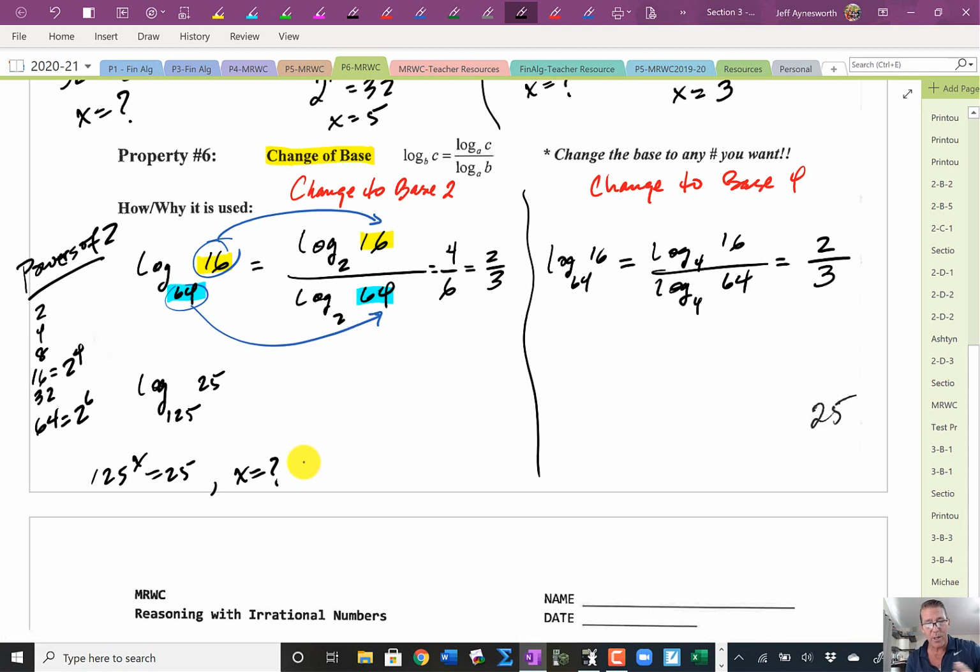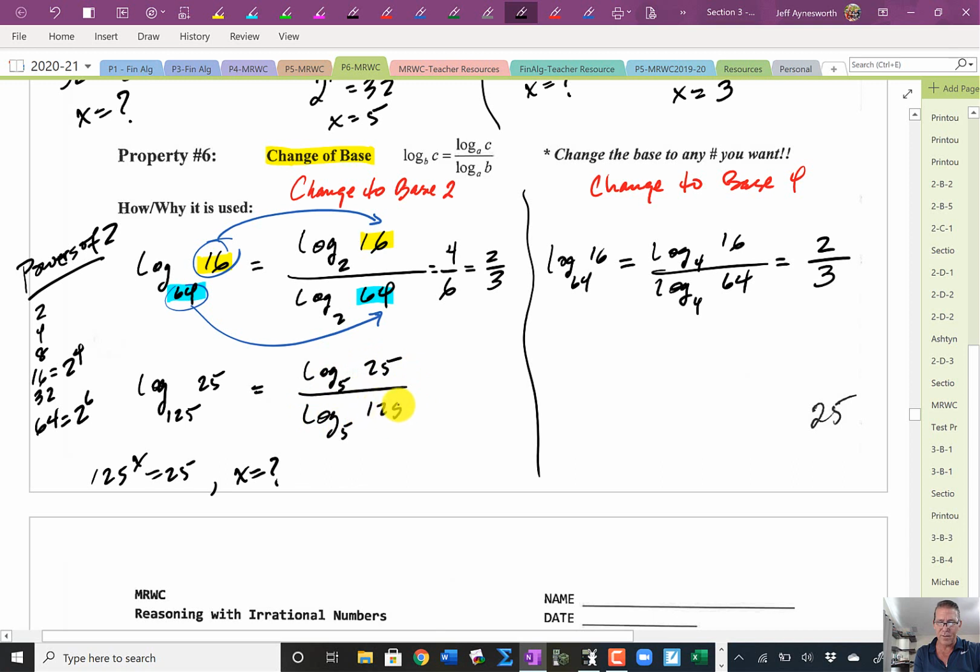Unless you're trained really well, in the past, I'm talking about. So what you do is you change it to whatever base you want. In this case, these numbers are base 5. All right, so let's change to base 5. So log base 5 of 25 divided by log base 5 of 125.